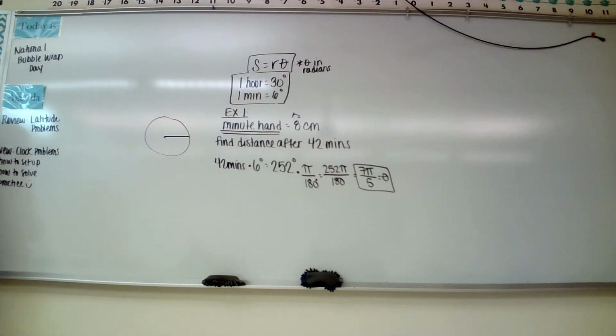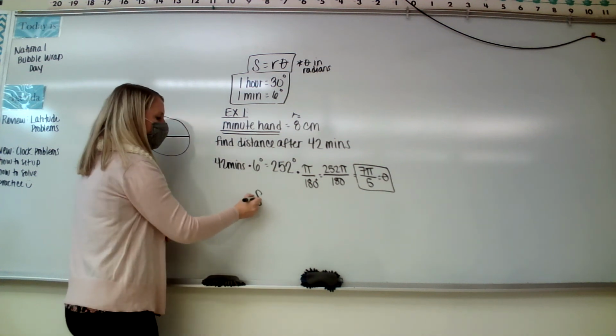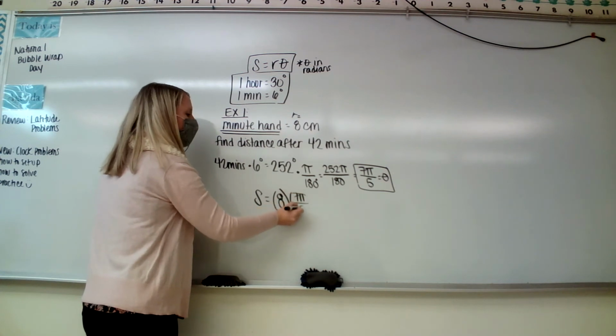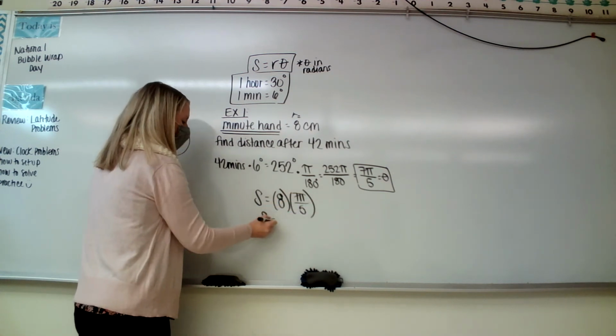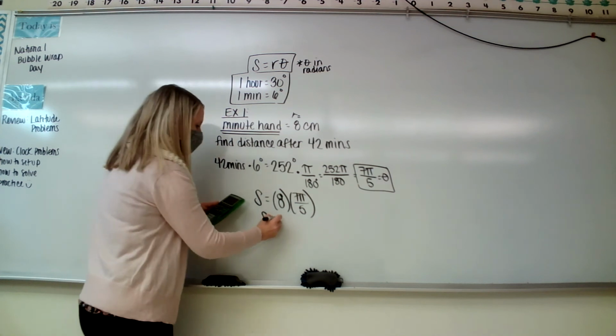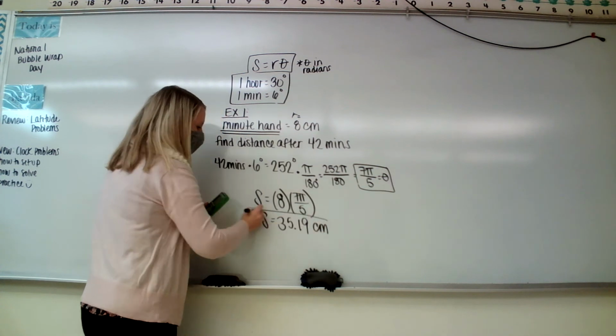Part C says plug into the formula. So now just take S equals R theta, because we have R, and we now have theta, and plug them in. So S equals R is 8. Theta is 7 pi over 5. And then once I plug that in, I'm going to get an answer that I'm going to label. Remember for this one, I'm going to plug the pi in. So I just want a decimal answer, because just in context, it makes a little bit more sense. So 8 times 7 pi over 5 comes out to about 35.19. I usually round to 2 decimal places, centimeters.